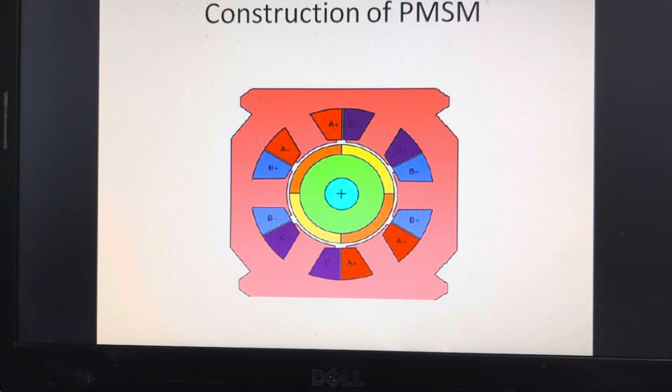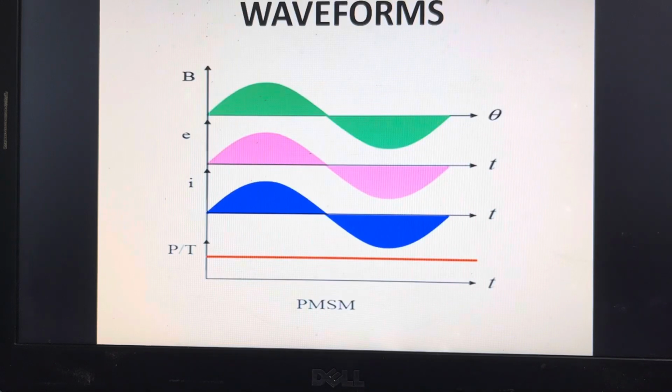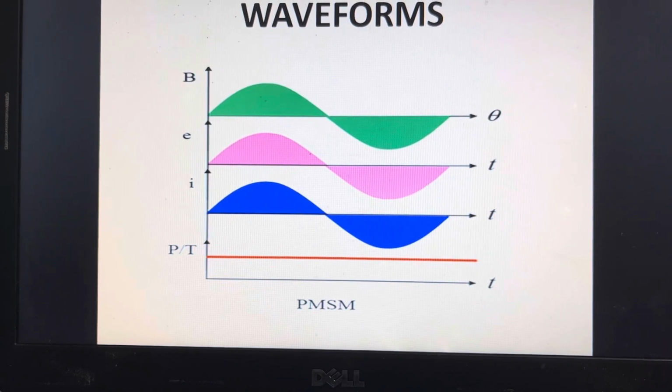So this is construction of PMSM. You have three-phase winding in the stator and permanent magnets in the rotor. The stator of PMSM is similar to stator of alternator or stator of induction motor. The waveforms are sine waves. Your flux is sine wave, unlike PMBLDC. Your EMF is a sine wave, current is sine wave, and hence the harmonics are less. If the harmonics are less, the losses due to harmonic currents are reduced.